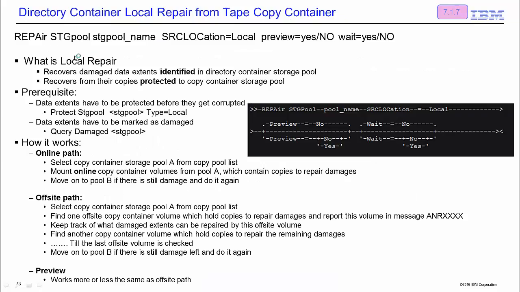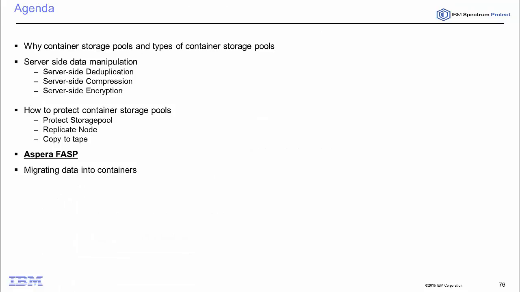If you wanted to run that repair from a tape, then your command is going to be repair storage pool, source location equals local, and then you have the options of preview equals yes or no and wait equals yes or no. The way this works is that we will look for volumes that are on site, and we'll select the data from those on-site volumes first, and we'll mount those and repair the damaged directory container pool. If they are off-site, we do ask for those volumes to be brought back on-site before we proceed with the repair.